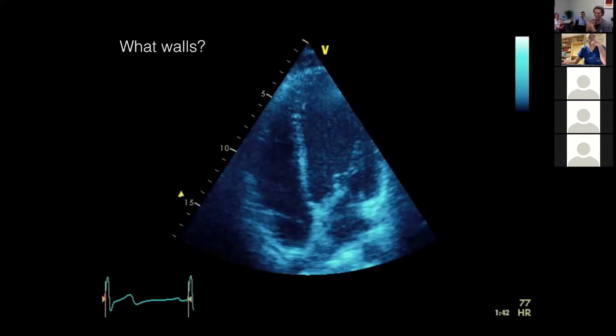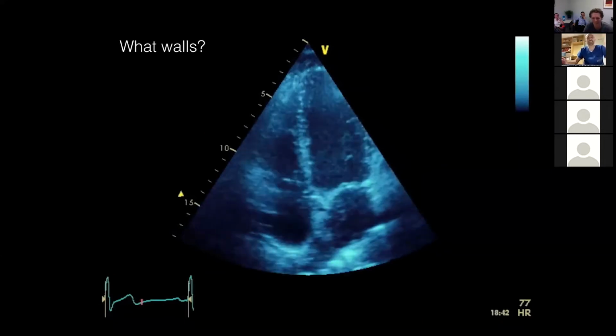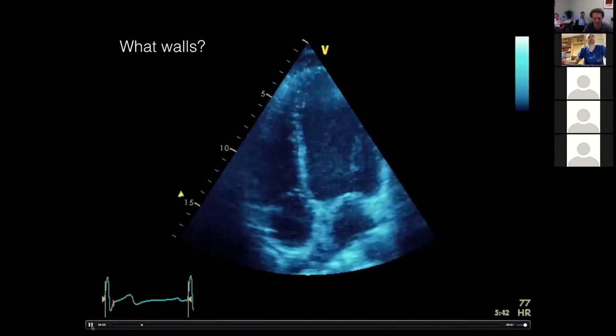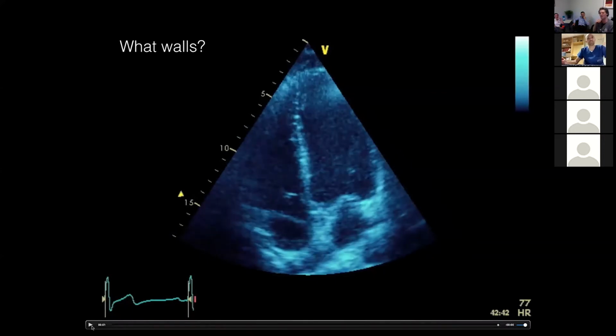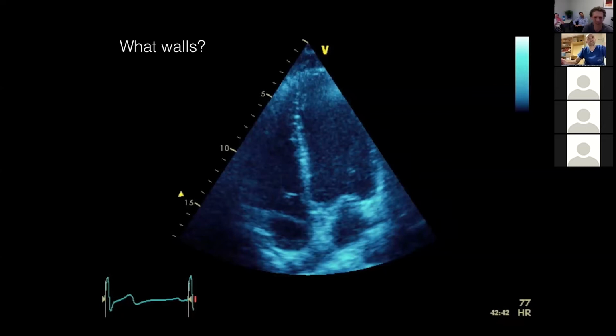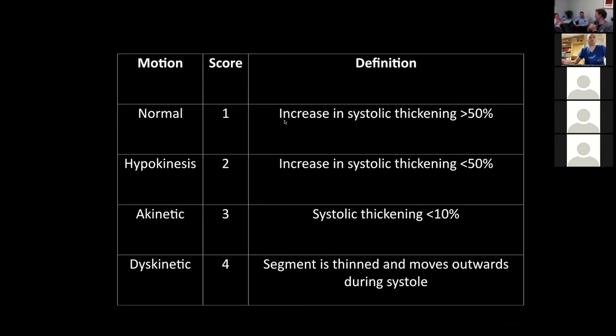All right. Where are we up to here? Sorry, I forgot to loop it. We've got an apical four-chamber view. What walls are we looking at here? Okay, that's exactly right.